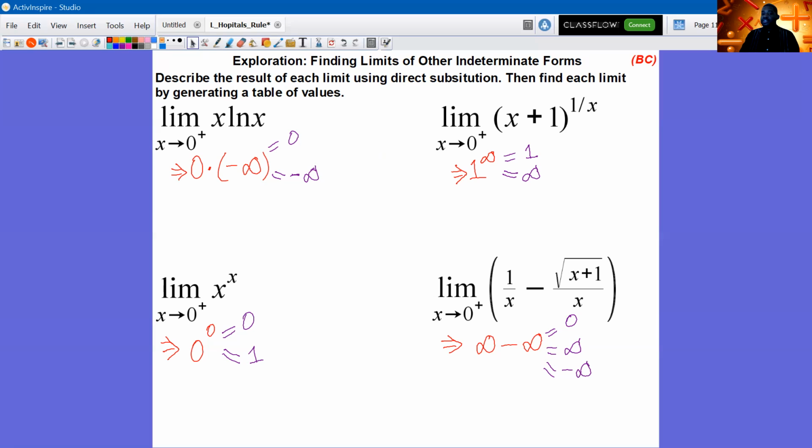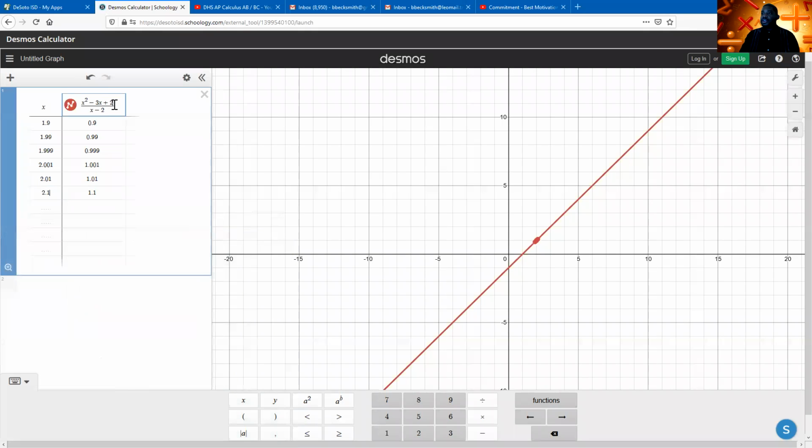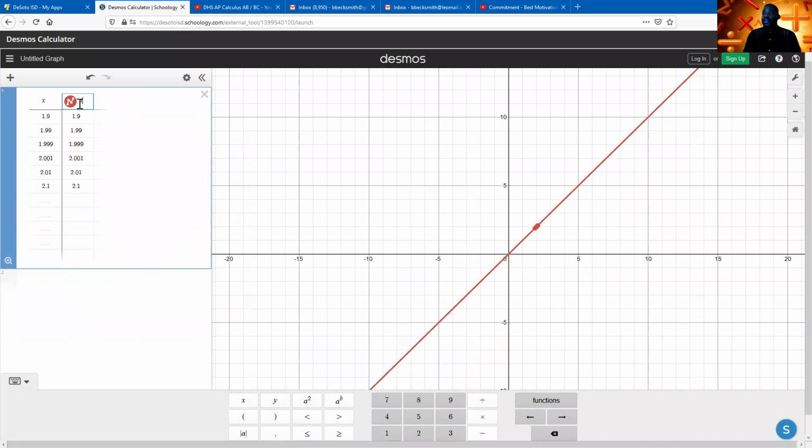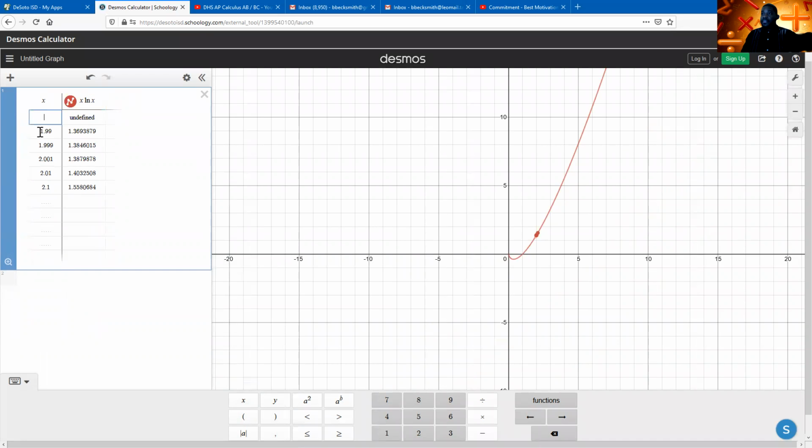So I'm going to use my Desmos calculator. I'm going to go back to my table here. I'm going to delete, let me see, if I highlight the whole function. Yes. So I have x natural log x, and then I'm going to change my values. I'm going to delete them all first, so I can have an empty table, and then I'm going to plug in numbers getting closer to 0 from the right side.